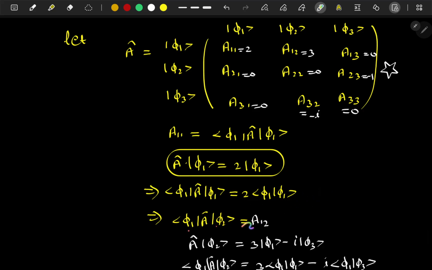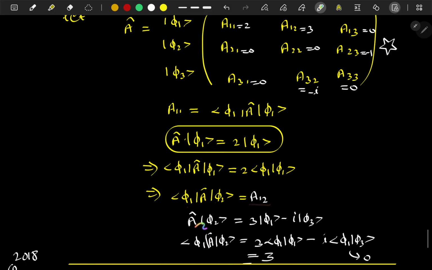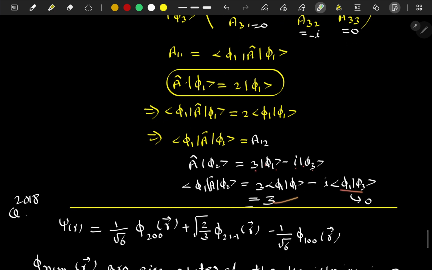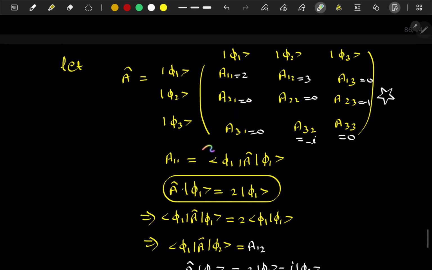Now phi 1 A cap phi 2 means the a12 element of the matrix, and it is given to us that A cap phi 2 is 3 phi 1 minus iota phi 3. So just operate bra phi 1 on this. So bra phi 1 will operate on 3 phi 1 phi 1 minus iota 3 phi 1 phi 3. So it will lead to 0, only 3 will be there. Similarly you can calculate the rest of the elements also.